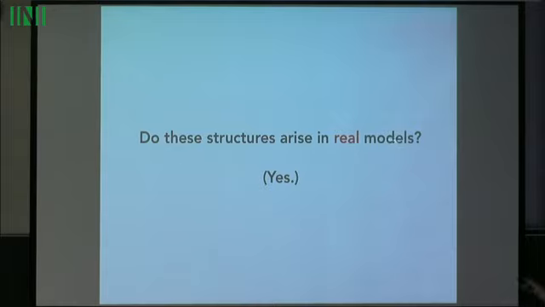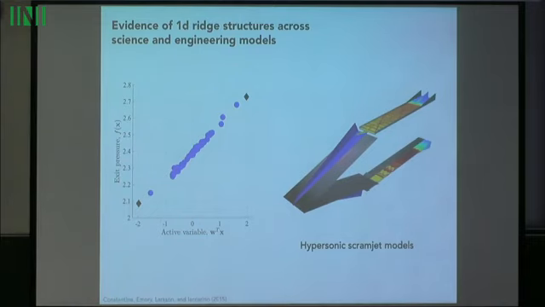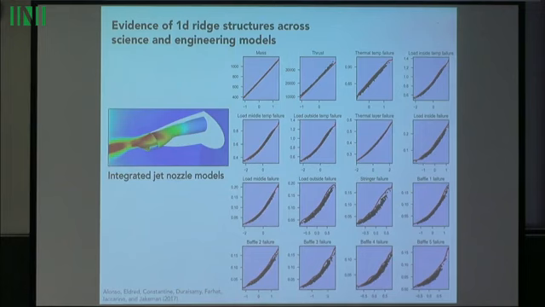So this is my question. Do these structures arise in real models? Short answer is yes. Let me show you a bunch of examples. So here is a hypersonic scramjet where this is the exit pressure from this system, multi-physics, very complicated flow, combustion, all kinds of things, as a function of one linear combination of 7 environmental parameters.